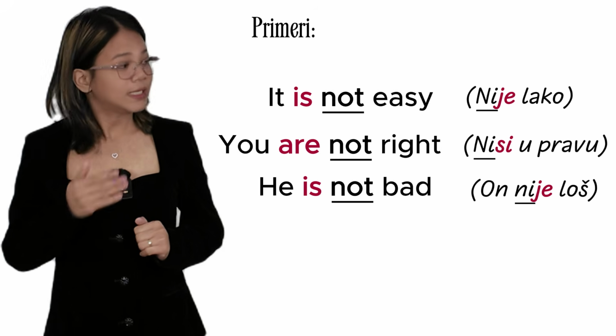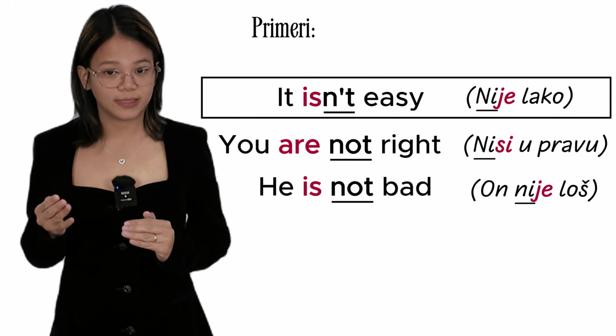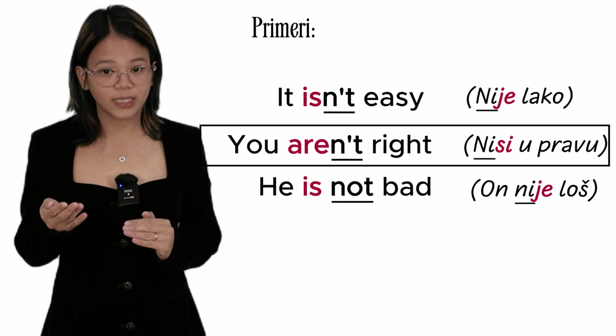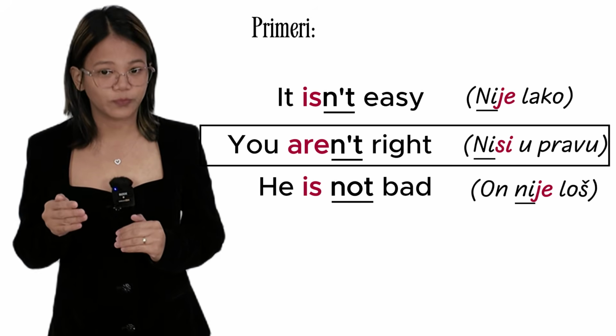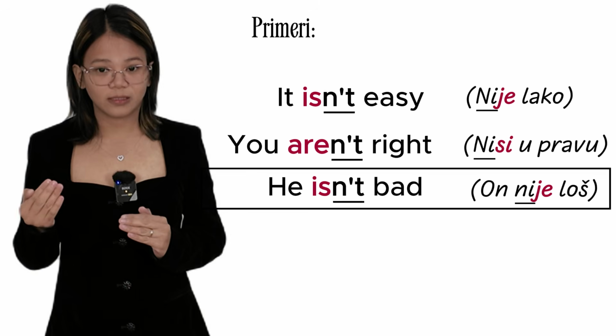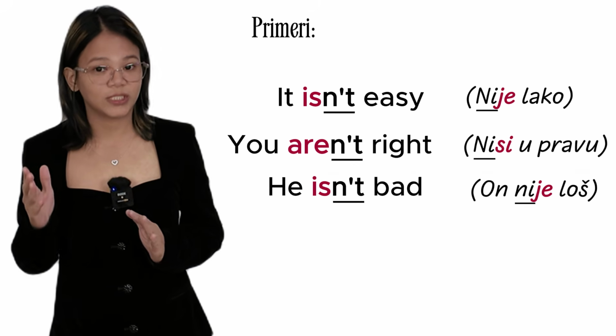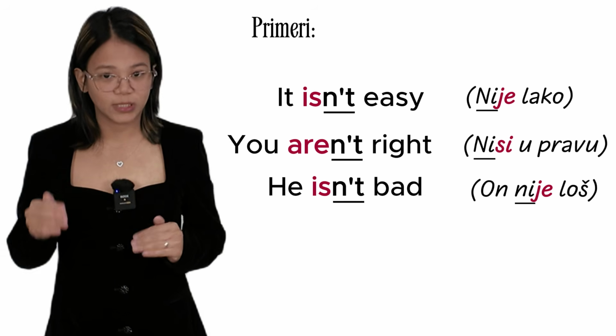Primjeri. It isn't easy. Nije lako. You aren't right. Nisi u pravu. He isn't bad. On nije loš. Isti primjeri kao pre, isto značenje, samo kraće i prirodnije.